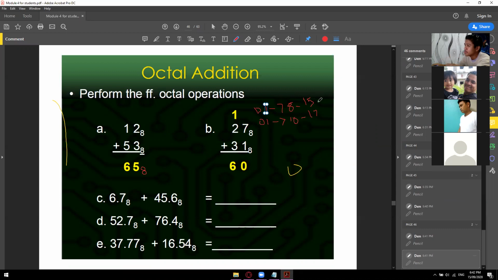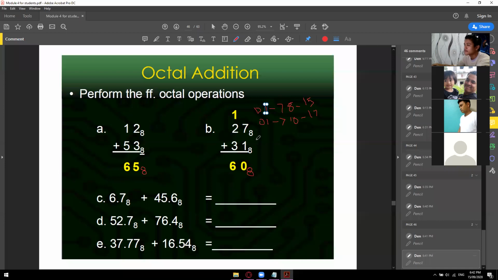And then sundan nyo lang to. Diretso pa rin sa decimal. 1 to 7, 8 to 15, 16 to 23, 24 to 31, 32 to 39, and so on and so forth. So add lang kayo ng 7, 7, 7. So in here, 7 plus 1 is 8, which is 10 in octal. So carry 1, bring down 0. And then 1 plus 2 plus 3 is 6. Okay. So yun lang yung medyo tricky na part.